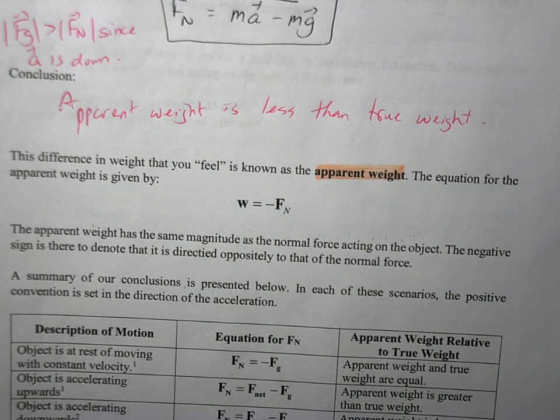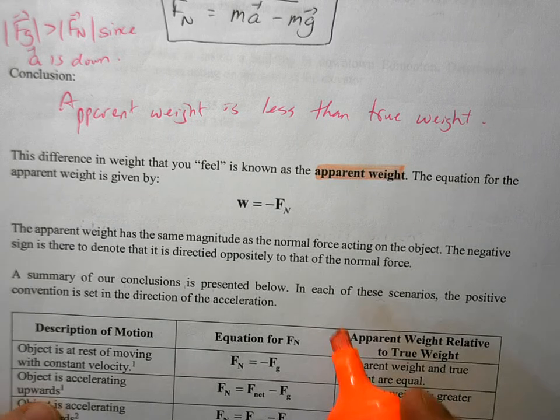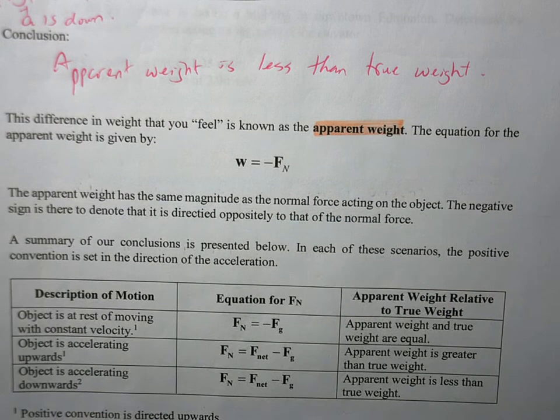Now, the equation that we get for the apparent weight is just the negative of the normal force. All this actually means is just that the direction is what we have to be mindful of. We will still calculate for the normal force. The negative is just telling us that the apparent weight is directed opposite to the direction of the normal force. That's it. So when you're doing these apparent weight questions, solve for Fn, just be mindful that the direction is going to be opposite to that.